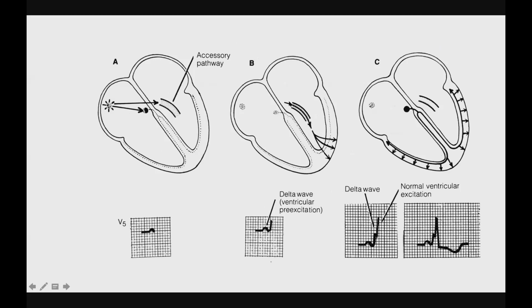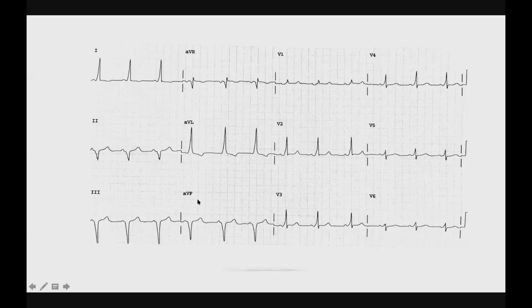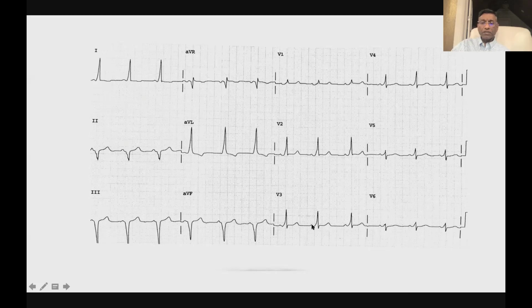You could well imagine the same thing could even happen if you had a PVC from this spot firing. But for now, we're dealing with pre-excitation. For every single beat, you have fusion with conduction going down the normal pathway as well as down the accessory pathway, a pre-excited beat.